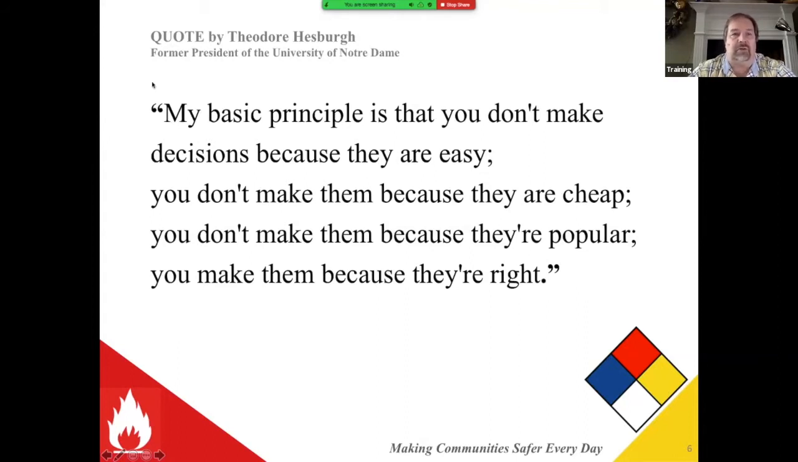It's by Theodore Hesburgh, former president of the University of Notre Dame. It starts out, my basic principle is that you do not make decisions because they are easy. You don't make them because they are cheap. You don't make them because they're popular. You make them because they are right. So I keep this over my desk as a reminder during those difficult moments when you get challenged and occasionally somebody tries to put some political pressure on you. It's just a reminder of why we're here.